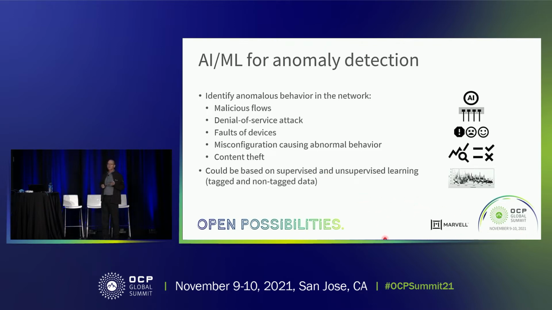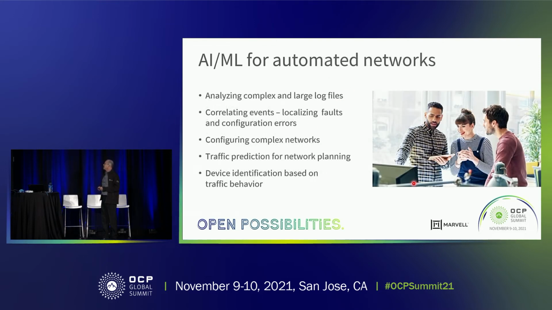Such algorithms can also use supervised learning, but then you need to train for each and every possible anomaly in the network. So what people usually do is unsupervised learning, which means you train the model on the normal traffic, and then basically everything else is considered an anomaly.